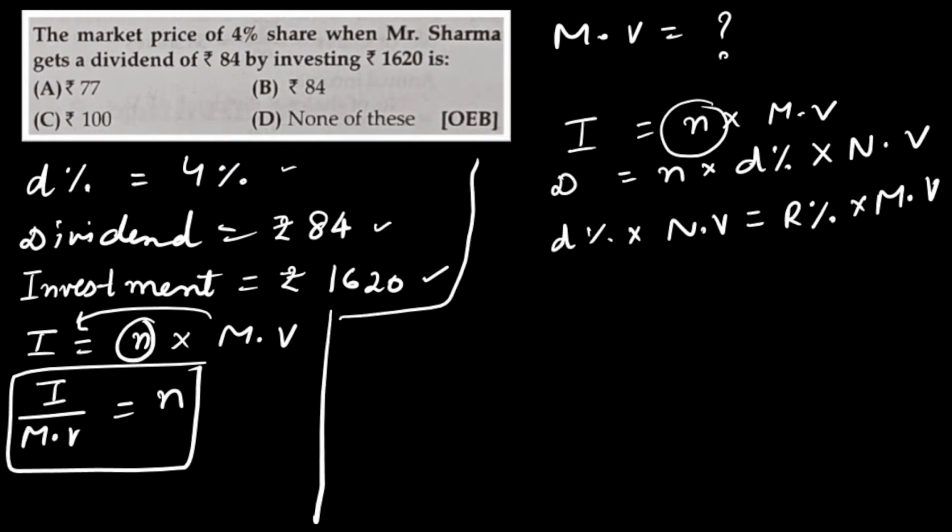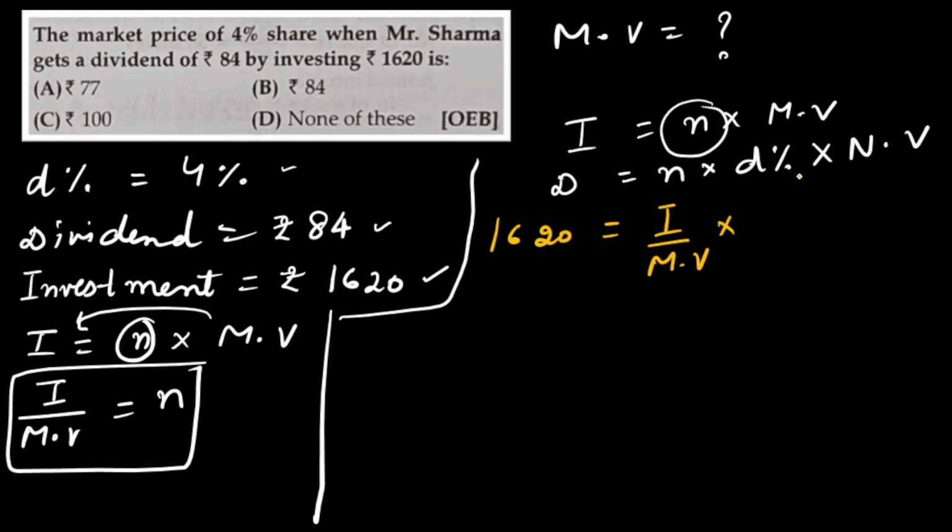Now if I use the second formula, so what is dividend? Second formula is this one. I'll just write here. Dividend is equals to, so dividend is given to us. So value of dividend is how much? But here dividend is 1620. Number of shares, okay, let us write in this way, I by MV.